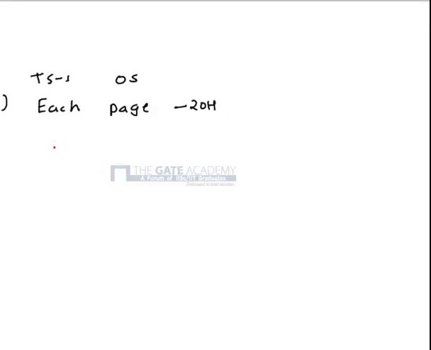Let's look at question number 17 of test series 1. It is based on the topic of OS. Here, each page can address 20h byte addressable locations. So first we'll convert the 20h into decimal. So that is 32.